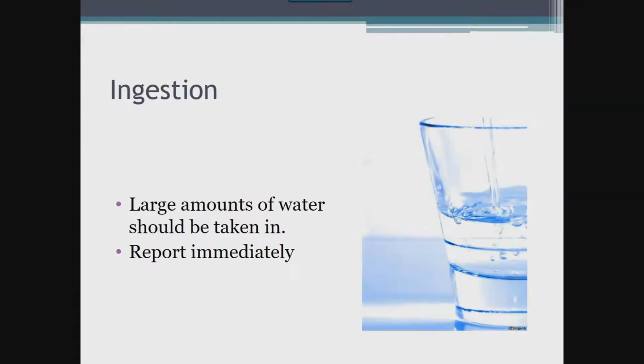If chemicals are ingested, the employee should be encouraged to drink large amounts of water. This will help dilute the chemical that was ingested, as well as promote its evacuation from their system. Again, this type of exposure should be reported immediately to laboratory leadership.